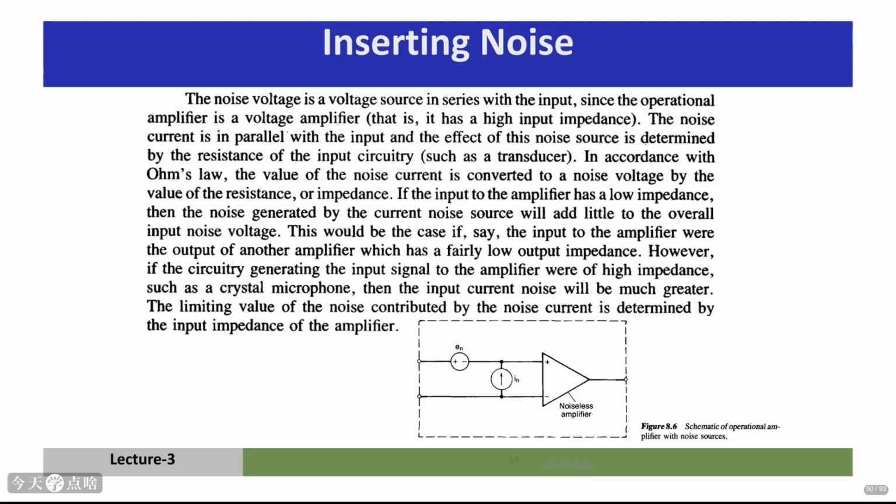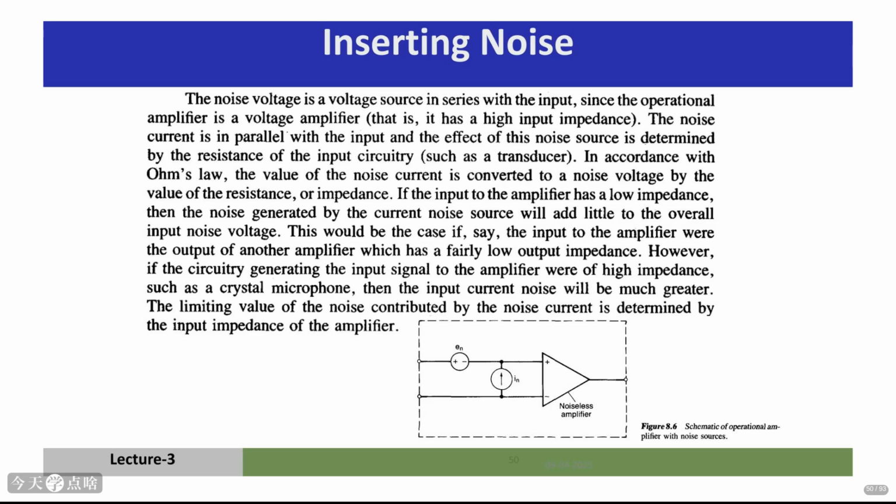For a voltage amplifier like an op-amp, the input voltage noise is treated as a voltage source in series with the input. The input current noise is treated as a current source in parallel with the input. The effect of the current noise depends on the input impedance. If the input impedance is low, the current noise converts to a small voltage noise. If the input impedance is high, like with a microphone, the current noise becomes a significant voltage noise.